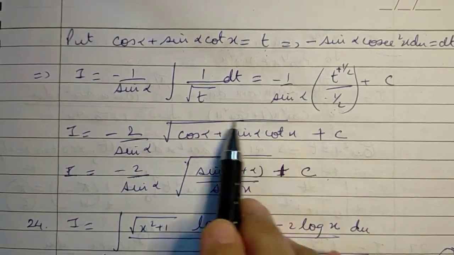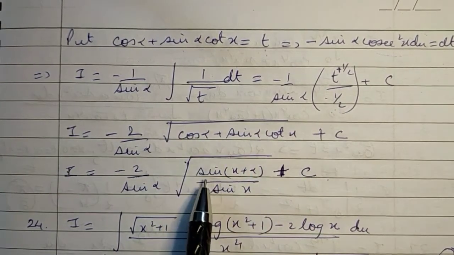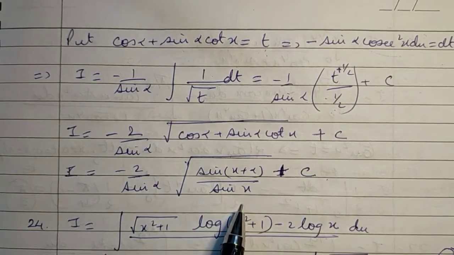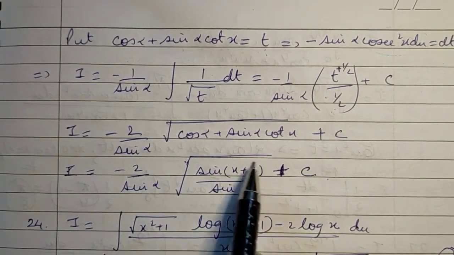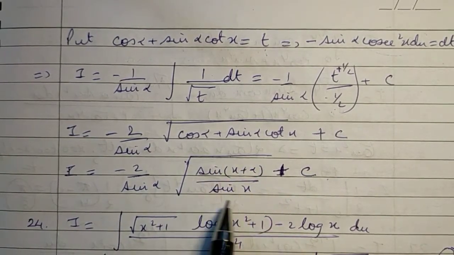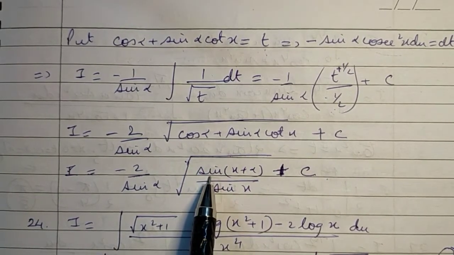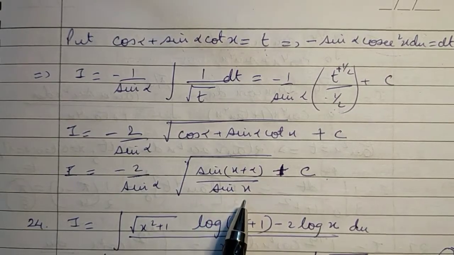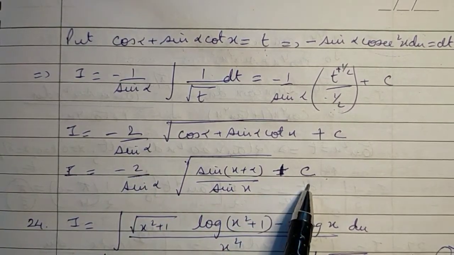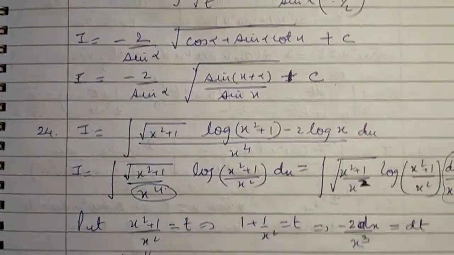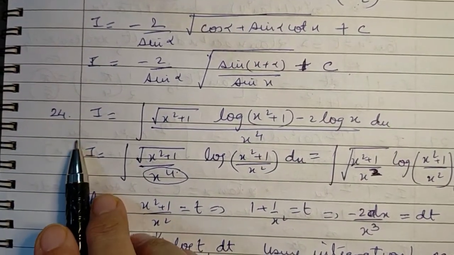Now this was what we got after simplifying sin of x plus alpha over sin x. So we write it again in terms of this because the question has it in this form. So this can be further written in terms of sin of x plus alpha over sin x plus a constant, which is the answer. Now coming to question number 24.